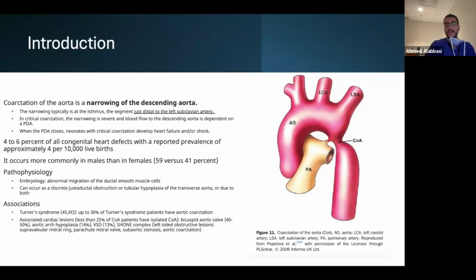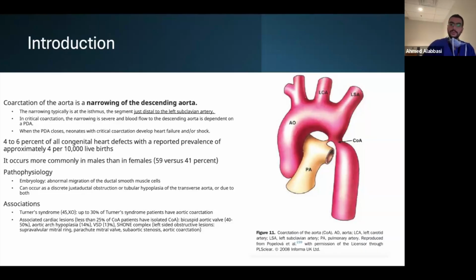or shock. This accounts for around 4 to 6% of all congenital heart defects, and it usually is a prevalence of around 4 per 10,000 live births. It does occur more commonly in males, so around 59% versus 41% in females.